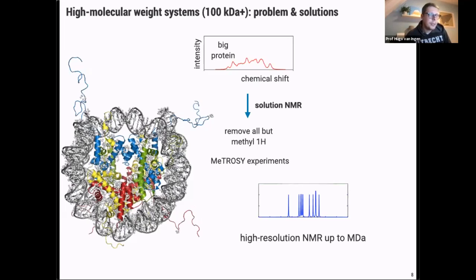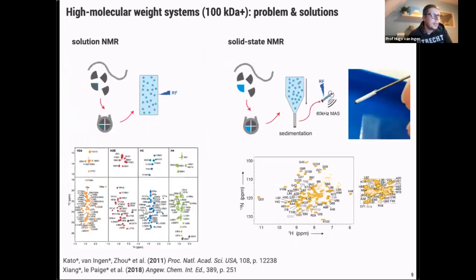And the other approach is to go to solid-state NMR, and in that case you also reduce your protons often by deuteration, but not so drastically. And what you then have to do is to spin your sample extremely fast, and then that will also give you sharp lines again, so that you can do high-resolution NMR studies.